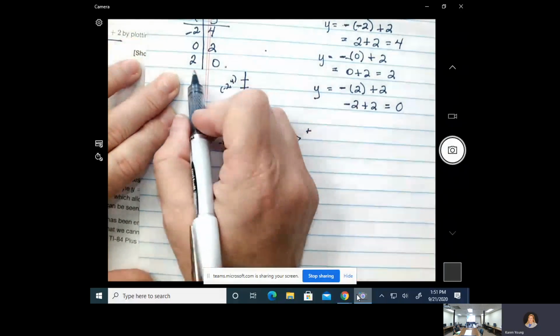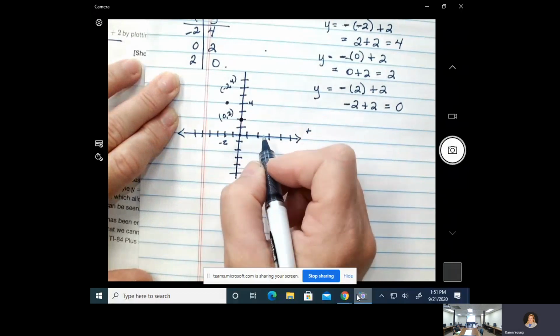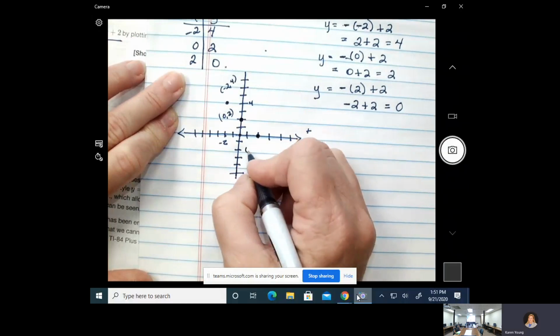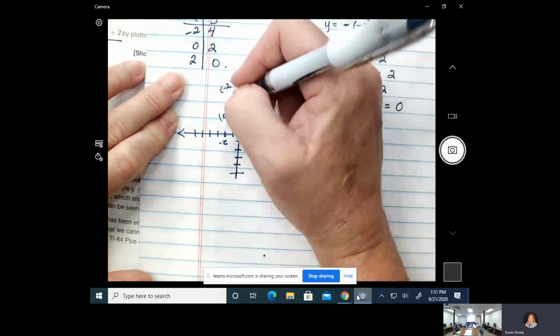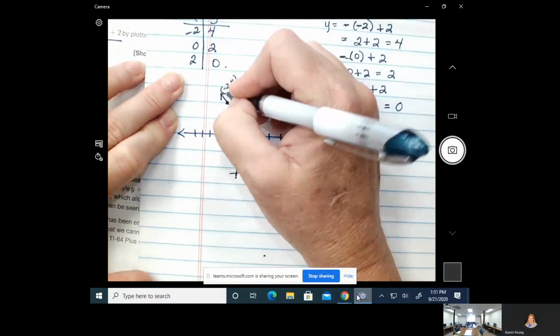And then I have 2 and 0. So I'm going to go to the right 2, but I don't go up or down because I'm at 0. And so this one is 2 and 0. And then I just play connect the dots. And there's my line.